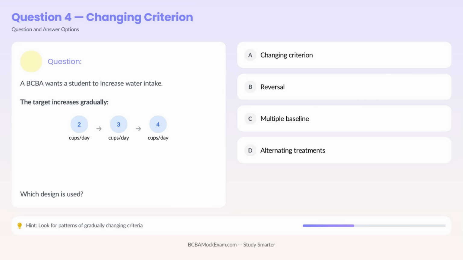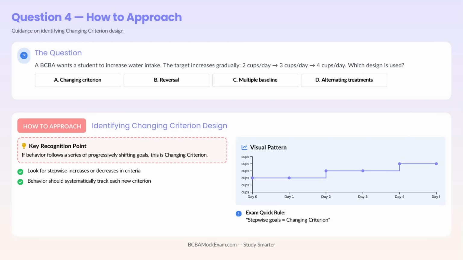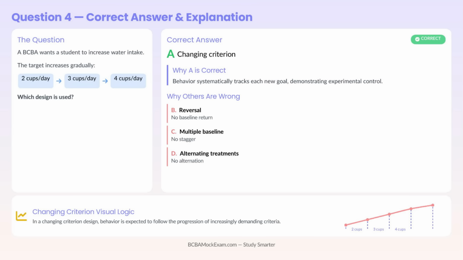The hint here tells you to look for gradually shifting goals. To approach this question, look for the stepwise progression of goals. Changing criterion designs rely on gradually shifting criteria that behavior should follow. The essential feature is that the learner's behavior adjusts in the same direction and tracks each new level. There is no staggered implementation, no rapid alternation, and no return to baseline, so the other designs do not fit. The exam rule is clear. Stepwise goals signal a changing criterion design. The correct answer is A.